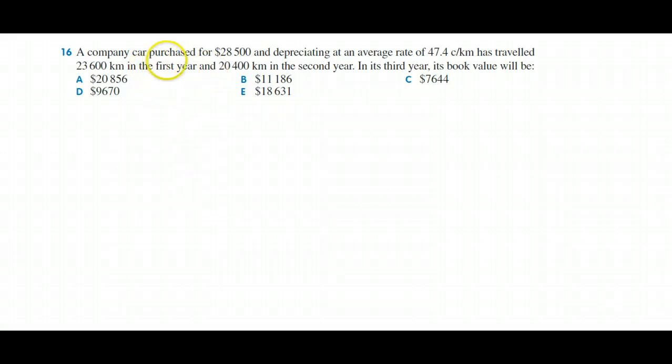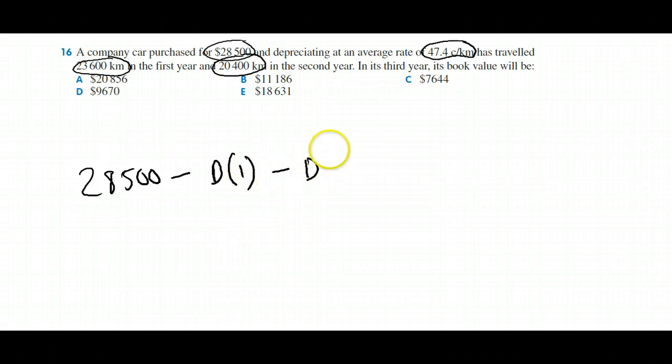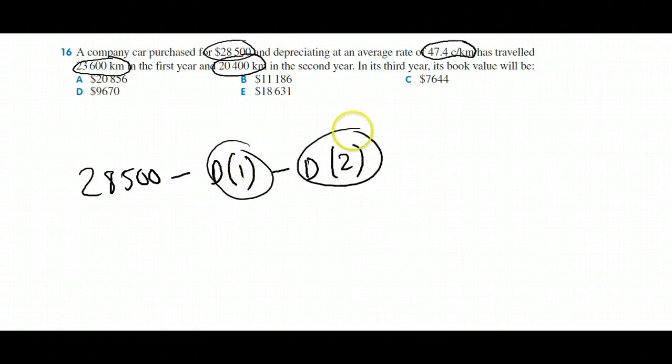Right, in question 16 it says a company car purchased for this amount and depreciating at an average rate of this amount of money per kilometre has travelled this many kilometres in its first year and this many in its second year. In its third year, its book value will be what? Okay, so its initial value is 28,500 minus the depreciation in year 1 and then minus the depreciation in year 2. Okay, so we've got to work out how much depreciation occurred in year 1 and how much in year 2. Okay, we know that depreciation occurs at 47.4 cents per kilometre.